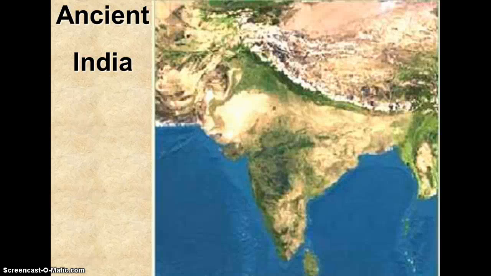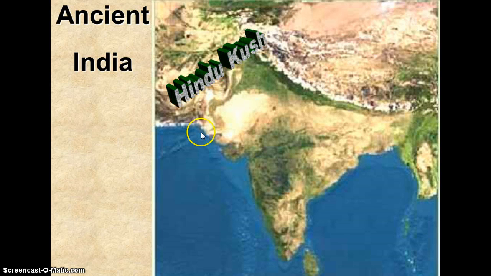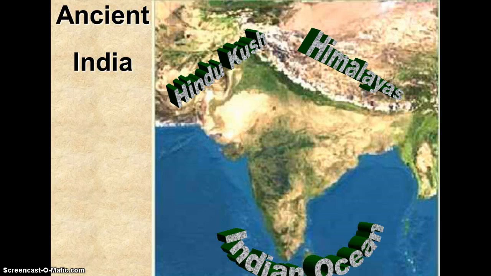The River Valley civilization we're going to study now is the one that became India, so it's in ancient India. What you're looking at here is called the Indian subcontinent. It's in Asia, but it's called a subcontinent because it's separated from the rest of Asia by the Hindu Kush Mountains, the Himalaya Mountains, and the Indian Ocean. So it's isolated.